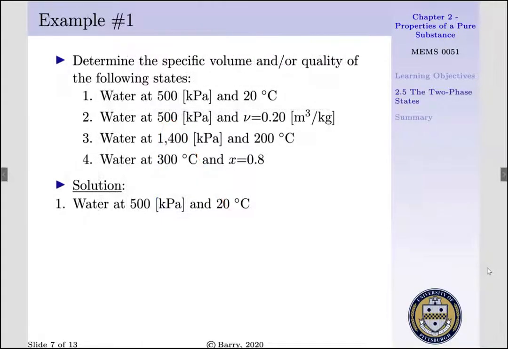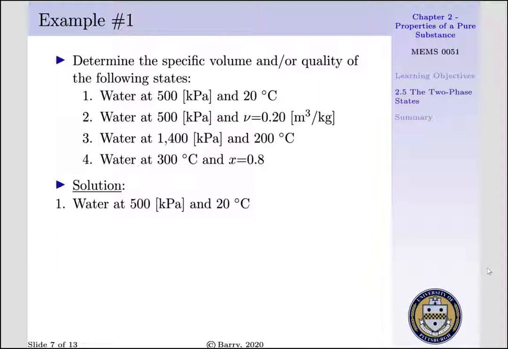Let us put this into application and say we want to determine the specific volume and our quality of the following states. Say we have water at 500 kPa and 20 degrees centigrade. Then say we have water at 500 kPa and a specific volume of 0.20 meters cubed per kg. Then say we have water at 1400 kPa and a temperature of 200 degrees centigrade. And lastly, say we have water at 300 degrees centigrade and a quality of x equal to 0.8.